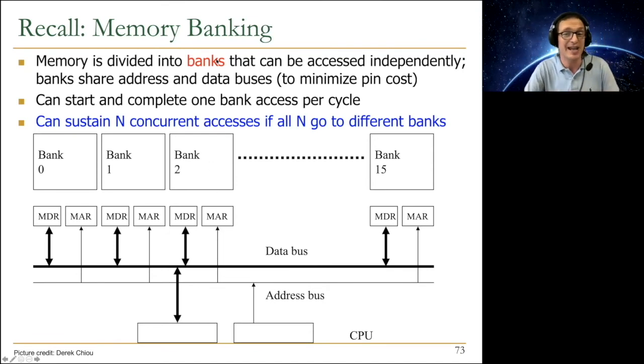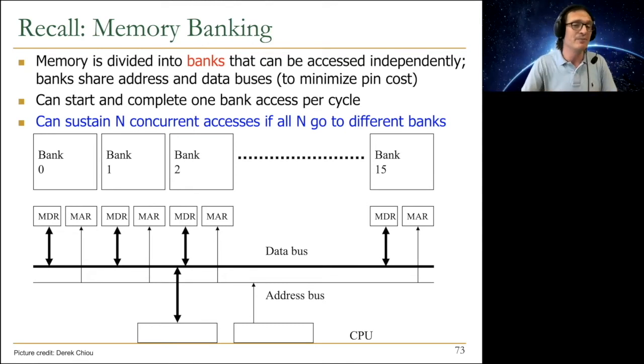Memory is divided into banks that can be accessed independently. Banks share address and data buses to minimize the pin cost in DRAM. This is the DRAM perspective. But if you have an SRAM that's on chip with the processing elements, this may not be a constraint, right? Basically, you don't go off chip. You don't go through the pins to access memory, SRAM. As a result, you can actually have banks that have separate data and address buses, and you can start and complete all accesses concurrently.